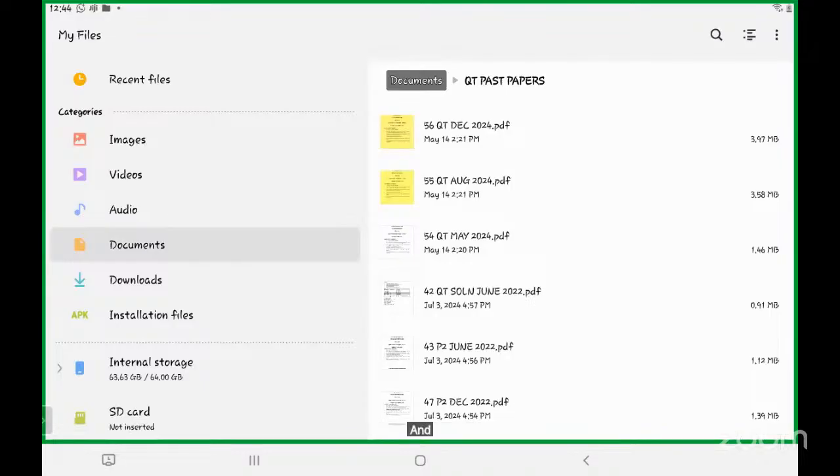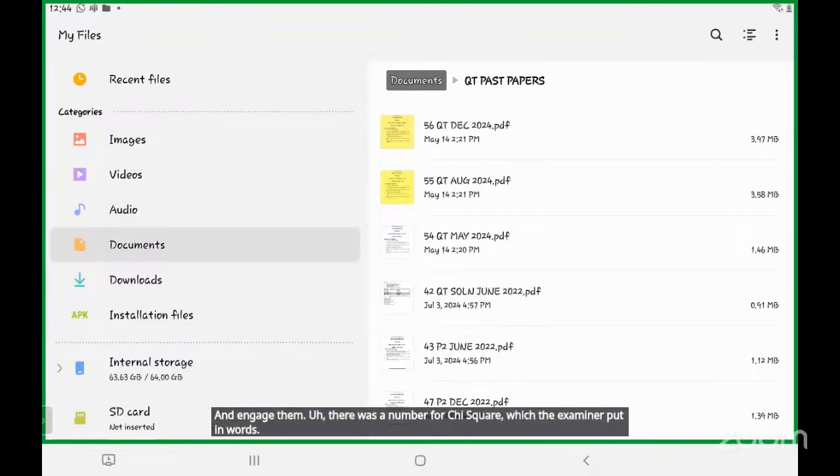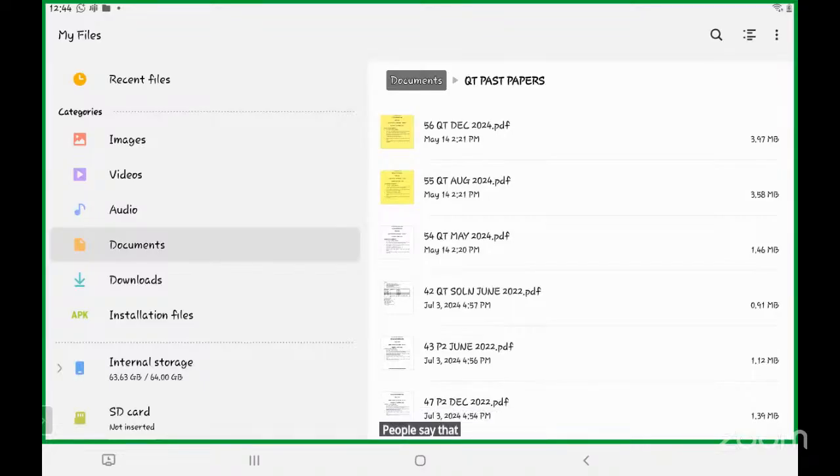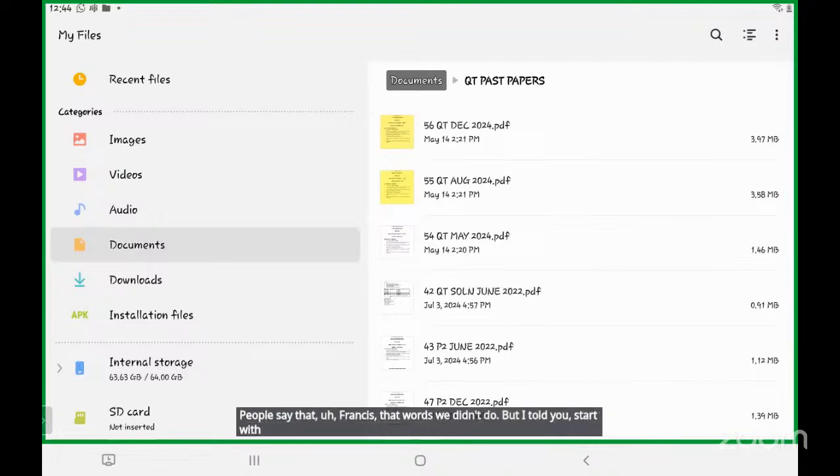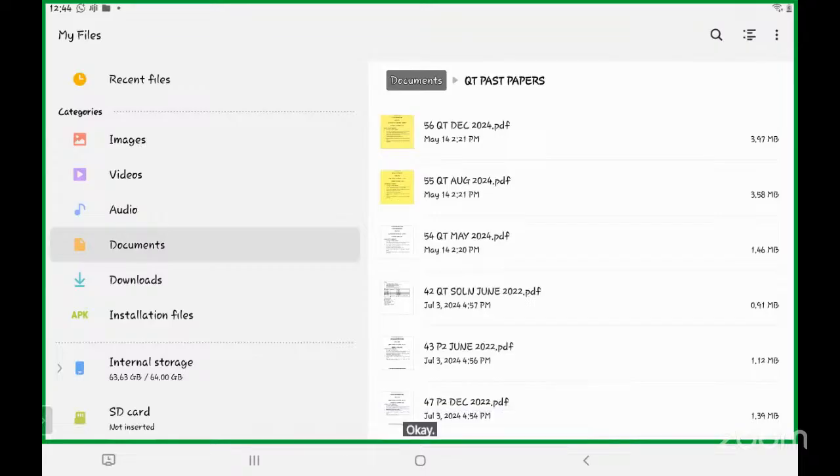Engage them. There was a number for chi-square, which the examiner put in words. People said, Francis, start all other words we didn't do. But I told you start with the required. Okay, you start with the required.